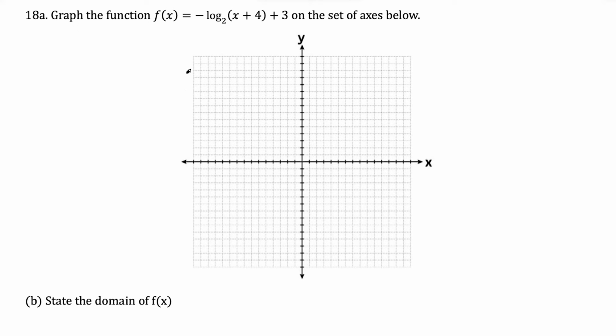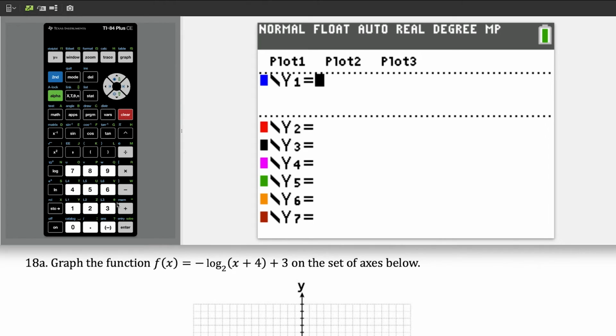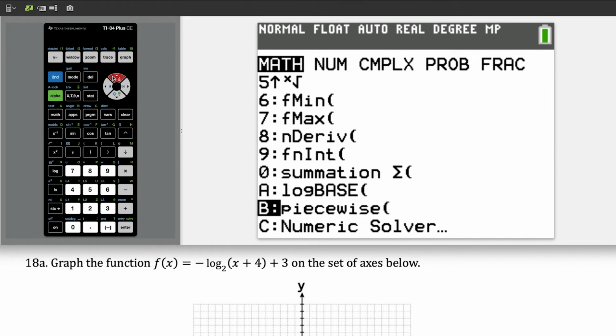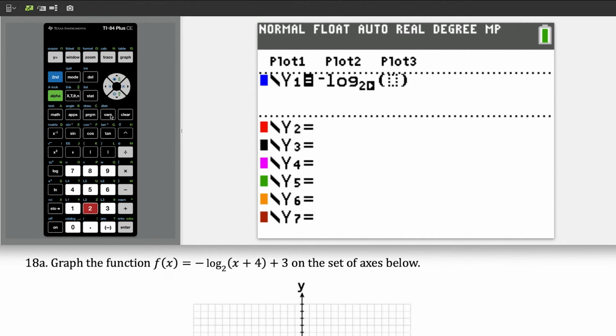Question 18, we're going to graph the function f of x on the set of axes below. So let's type this in. We have negative log base 2. So I'm going to press math and go up to log base. And we have log base 2. We hit the right arrow to go inside the parentheses.